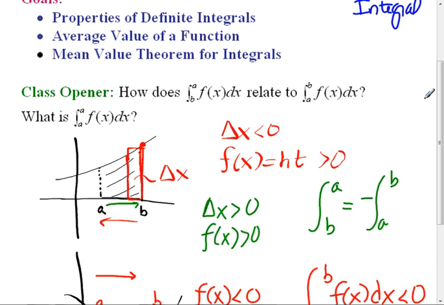Okay, what about the integral from A to A? That's the area from A to A. It's 0. Because what's delta x there?